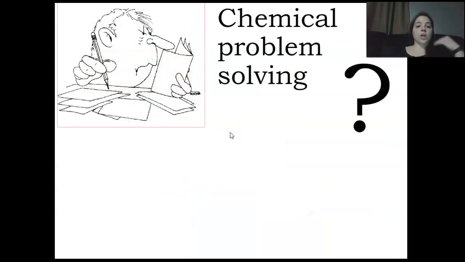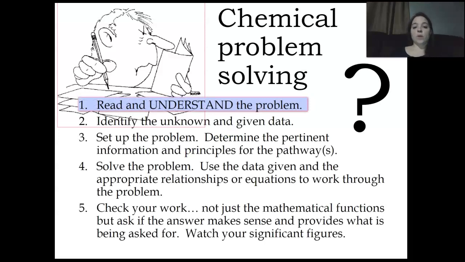All right. So we're gonna hop over to some chemical problem solving. This is for normal word problems. First thing you got to do, read the problem. Got to understand the problem. I know it's easier said than done, but that's the first step. Another step is you have to identify the unknown, what they want you to figure out, and then what is given to you.